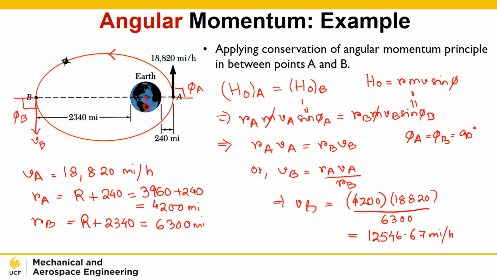Note that if we want to increase the velocity of the satellite at point B, then we can do so by decreasing this radial distance r_B. In order to do that, the satellite can use thrusters and push itself closer to the center of the Earth, which will reduce r_B and hence increase the velocity of the satellite.